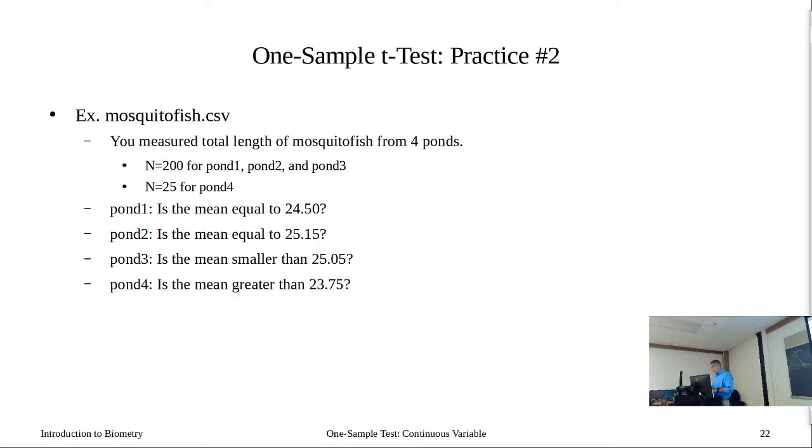Again, under the homework folder, you'll find a quiz. It's a t-test or a z-test.